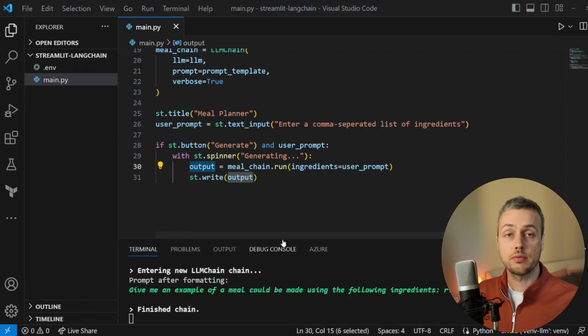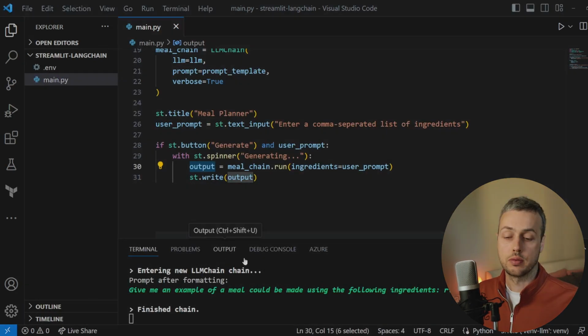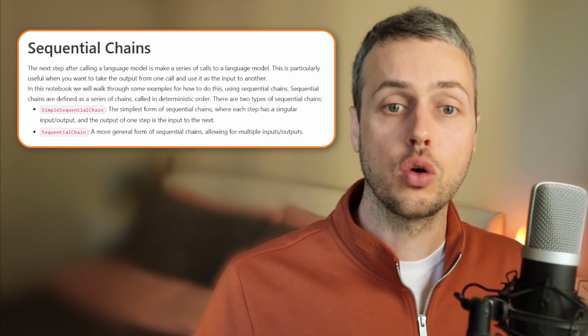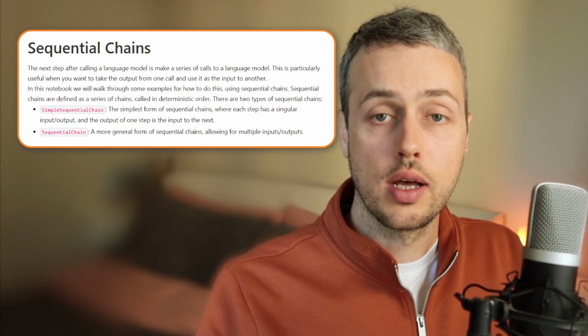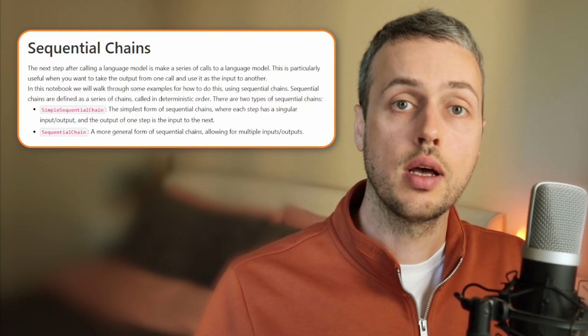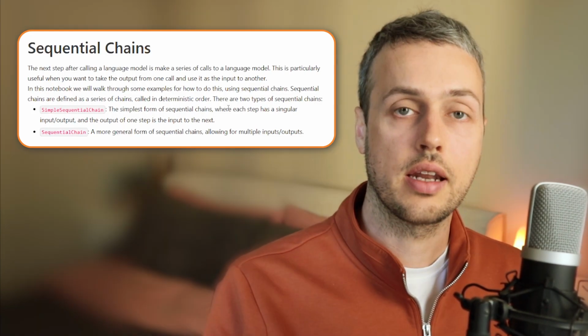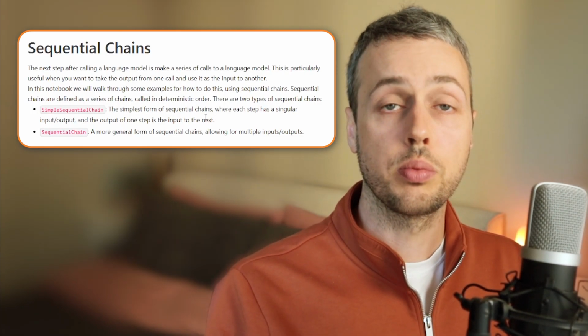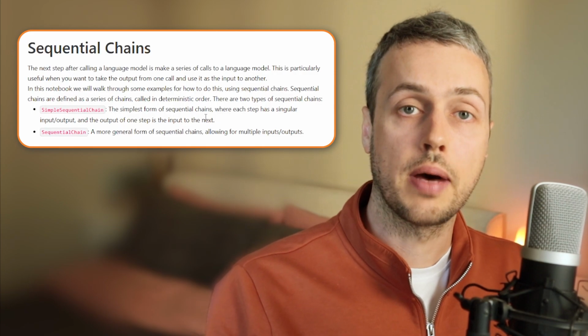For this we can use something called sequential chains. And sequential chains are particularly useful when you want to take the output from one call and use it as the input to another call. And that's exactly what we're going to do. We're going to take the output from our first call, which is the meal, and we're going to rewrite that output in a different tone or style of voice. And let's imagine that we're going to rewrite the meal plan in the voice of a New York mafia gangster.